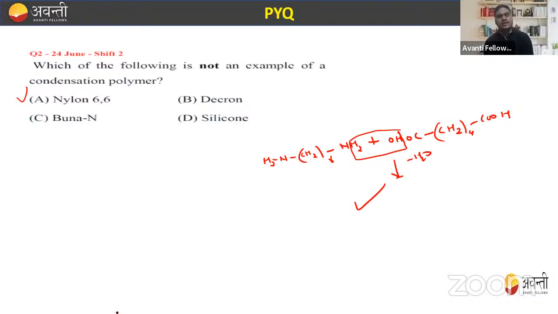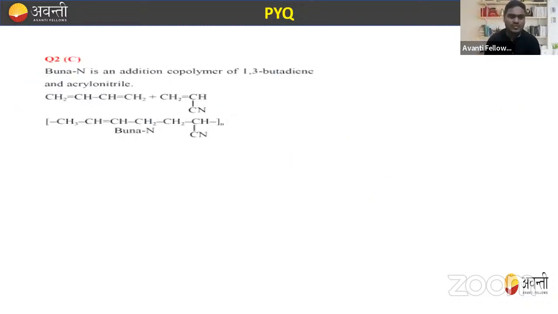Dacron is also an example of condensation polymer. So which one is it? Buna-N. Buna-N means what? When you treat 1,3-butadiene with acrylonitrile, then Buna-N is formed. So the correct option for this question is Buna-N, because Buna-N is the addition copolymer of 1,3-butadiene and acrylonitrile. Here we can say this is 1, 2, 3, and 4. This is 1,3-butadiene and this is called acrylonitrile, CH2=CHCN.